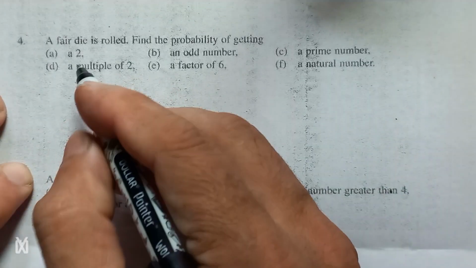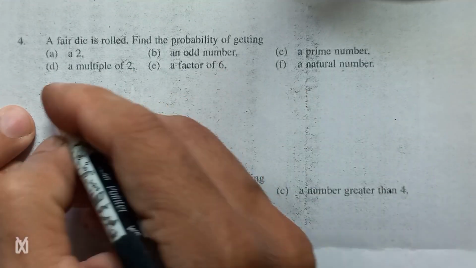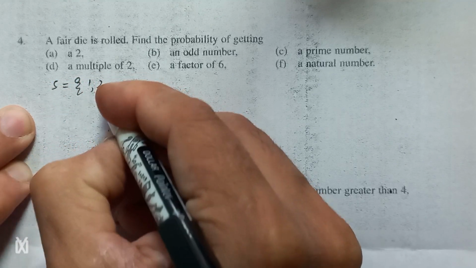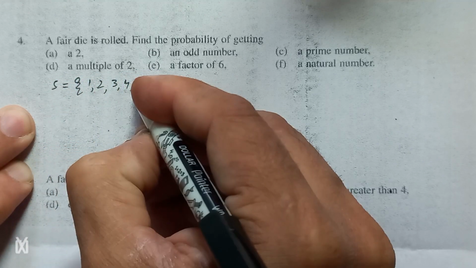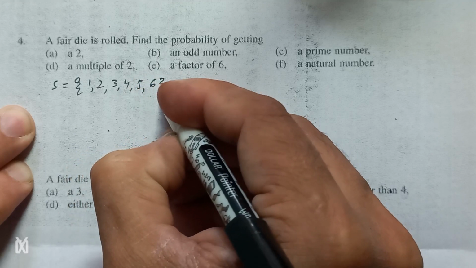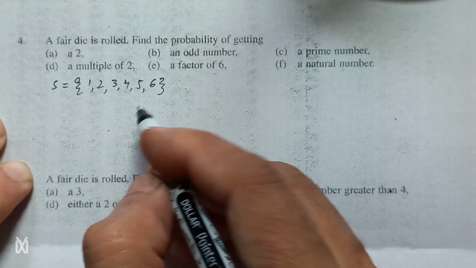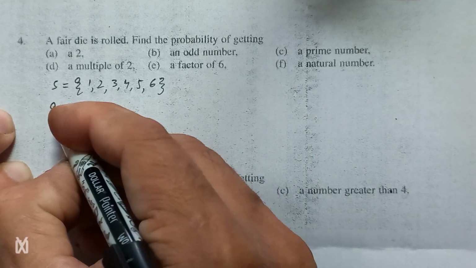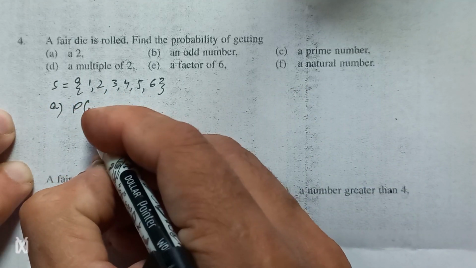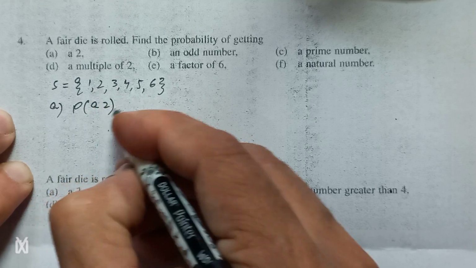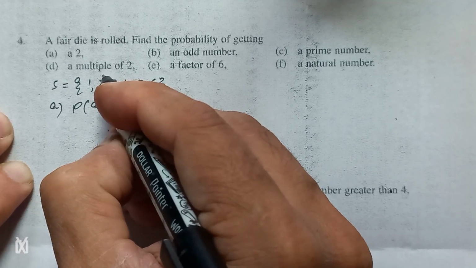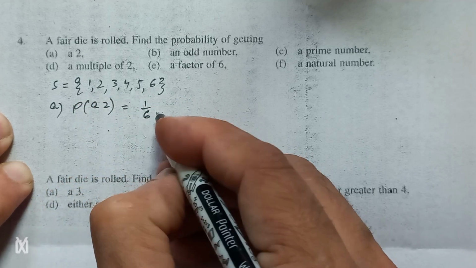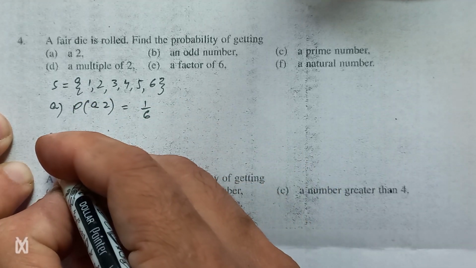Question number 4. A fair die is rolled. So the sample space for a fair die will be 1, 2, 3, 4, 5, 6. So this is the sample space. Now the requirement is to find the probability of getting a 2. So A part is the probability of 2. So there is one favorable outcome. So 1 will be in the numerator and total outcomes are 6. So 1 by 6 is the answer.